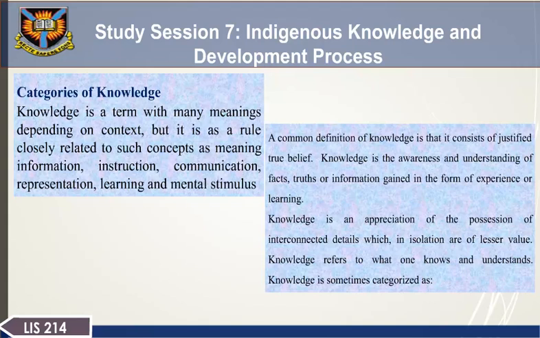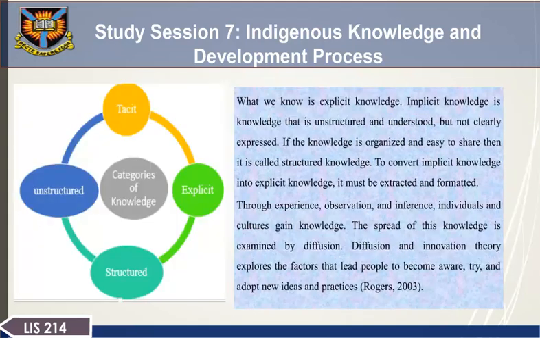Knowledge is sometimes categorized as tacit knowledge, explicit knowledge, structured knowledge, unstructured knowledge. What we know is explicit knowledge. Implicit knowledge is knowledge that is unstructured and understood but not clearly expressed. If the knowledge is organized and easy to share, then it is called structured knowledge. To convert implicit knowledge into explicit knowledge, it must be extracted and formatted.